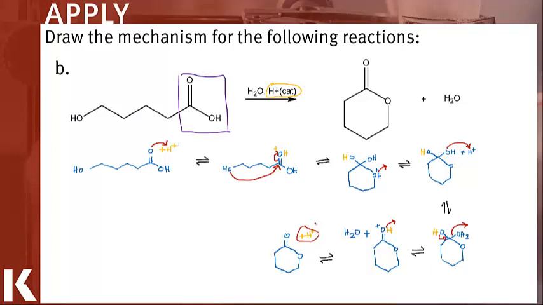Understanding how to draw mechanisms for esterification is going to be a very common reaction that we see with carboxylic acids and carboxylic acid derivatives, so we need to practice with these.